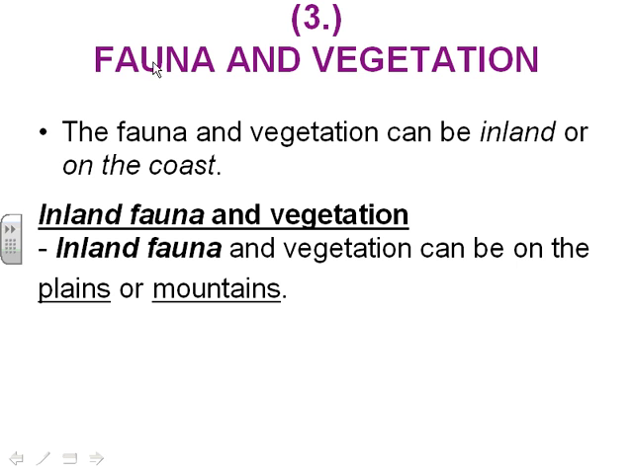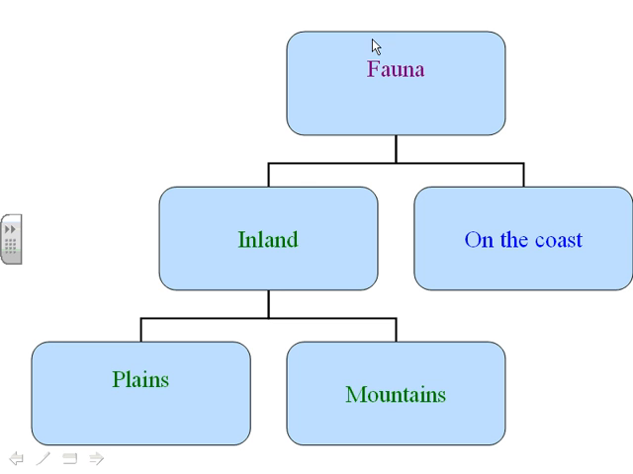Fauna and vegetation. The fauna and vegetation can be inland or on the coast. Inland fauna and vegetation can be on the plains or mountains. Here's the fauna. We can have it on the coast or inland. And inland is on the plains or on the mountains.